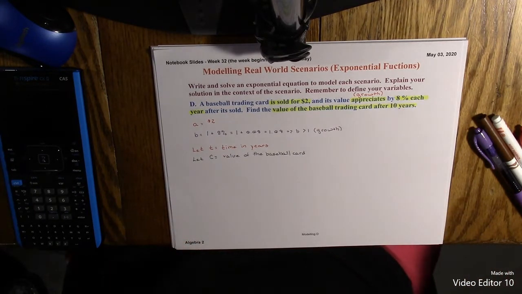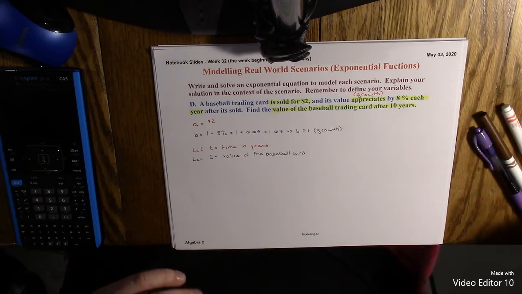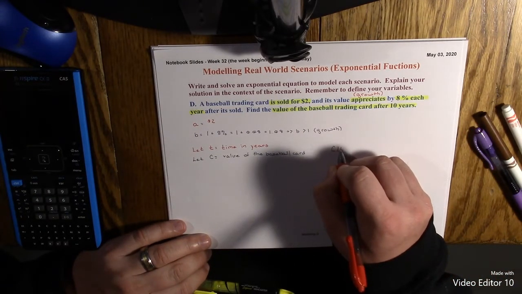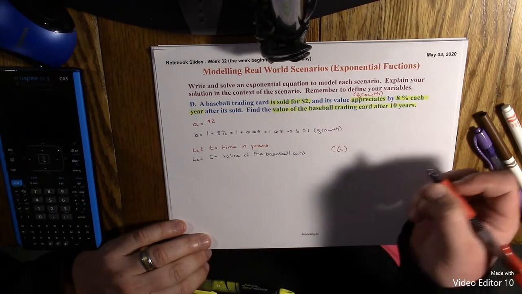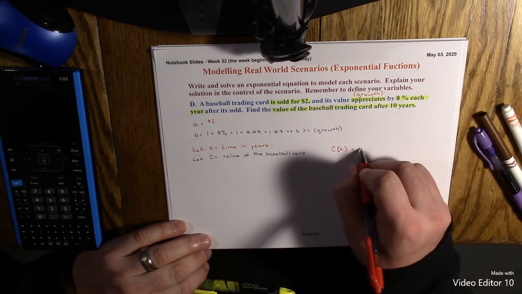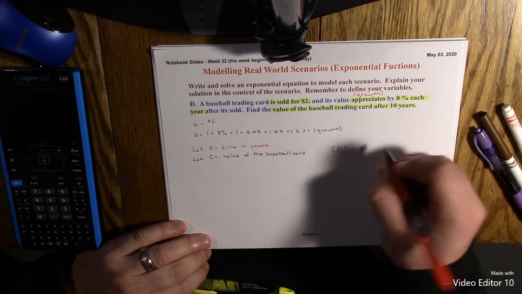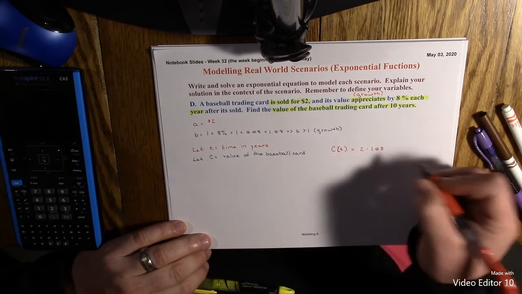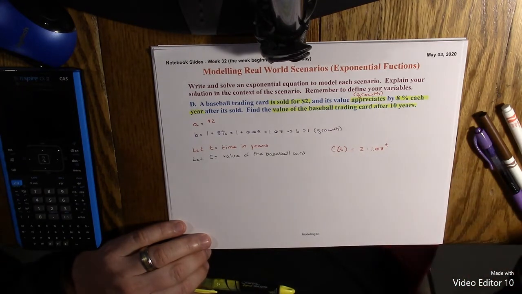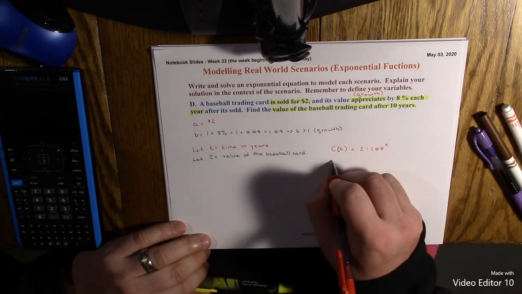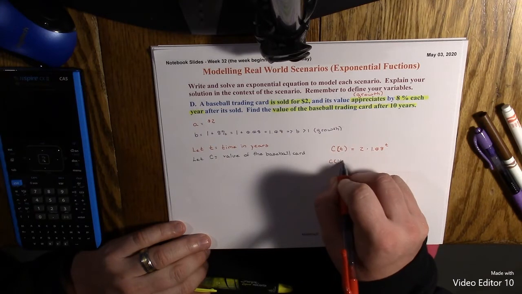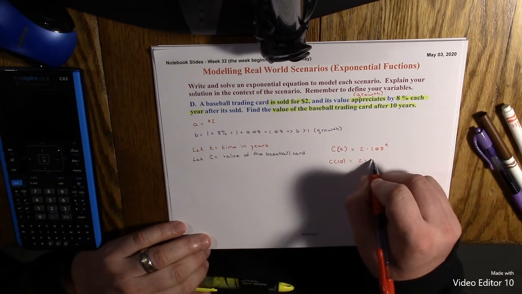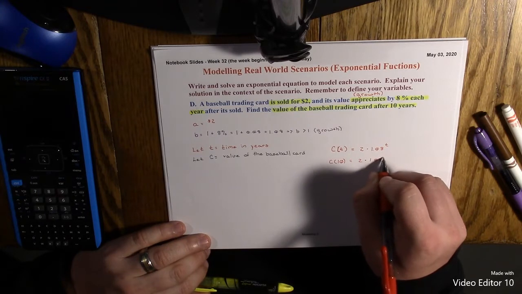Okay. So to write our function, we know that c of t is going to equal our initial value of 2 times our exponentiation 1.08 to our variable t. We're asked to find it after 10 years, so c of 10 will equal 2 times 1.08 to the 10th power.